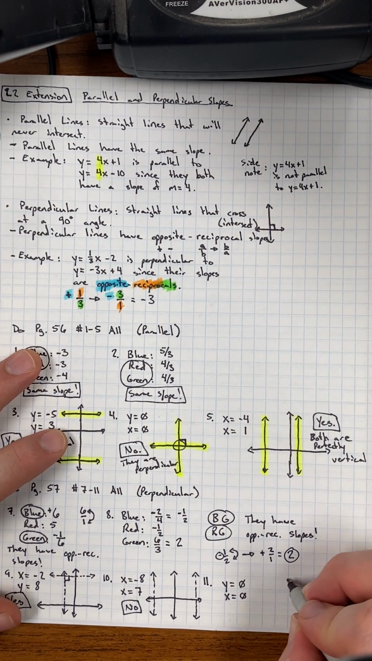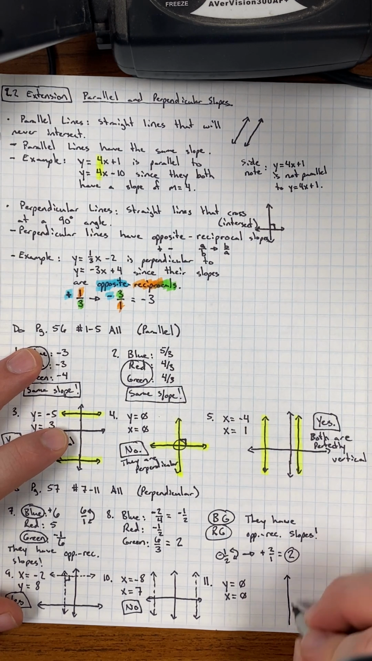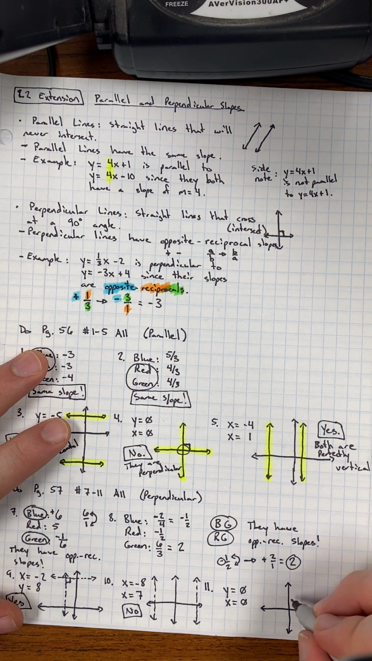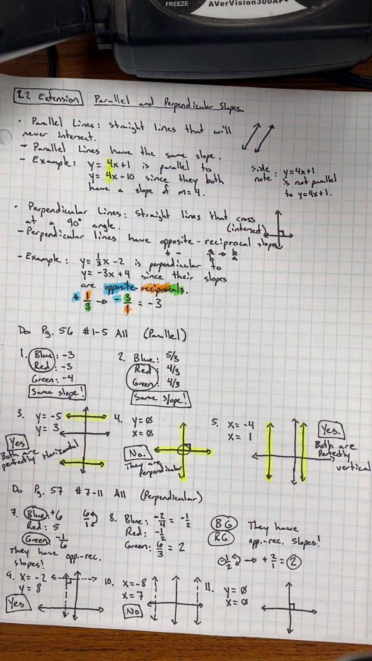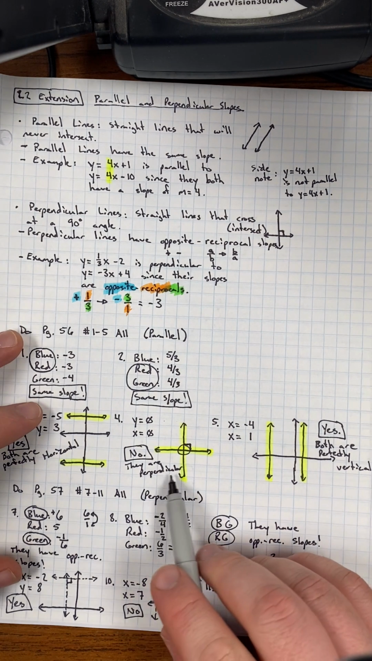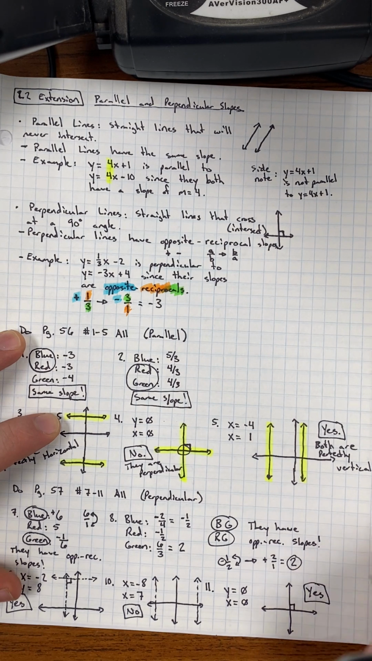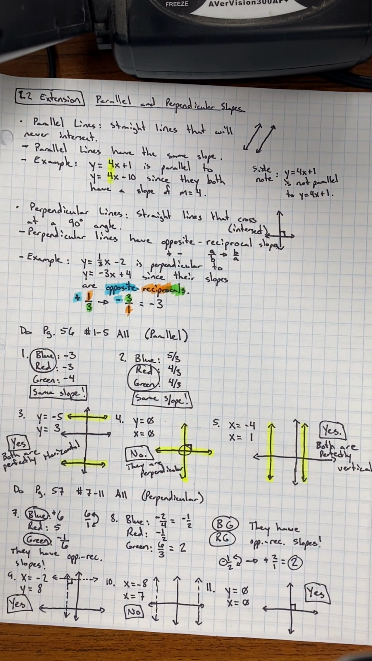And then let's look at number 11. Number 11, we've already seen this before. In fact, I don't even really need to draw it because it's already drawn up here at number 4, right? So number 11, if I'm looking at this, obviously these two are crossing at a 90-degree angle because that's what I wrote before. So the answer for number 11 is yes. Okay? And that is 2.2 extension.